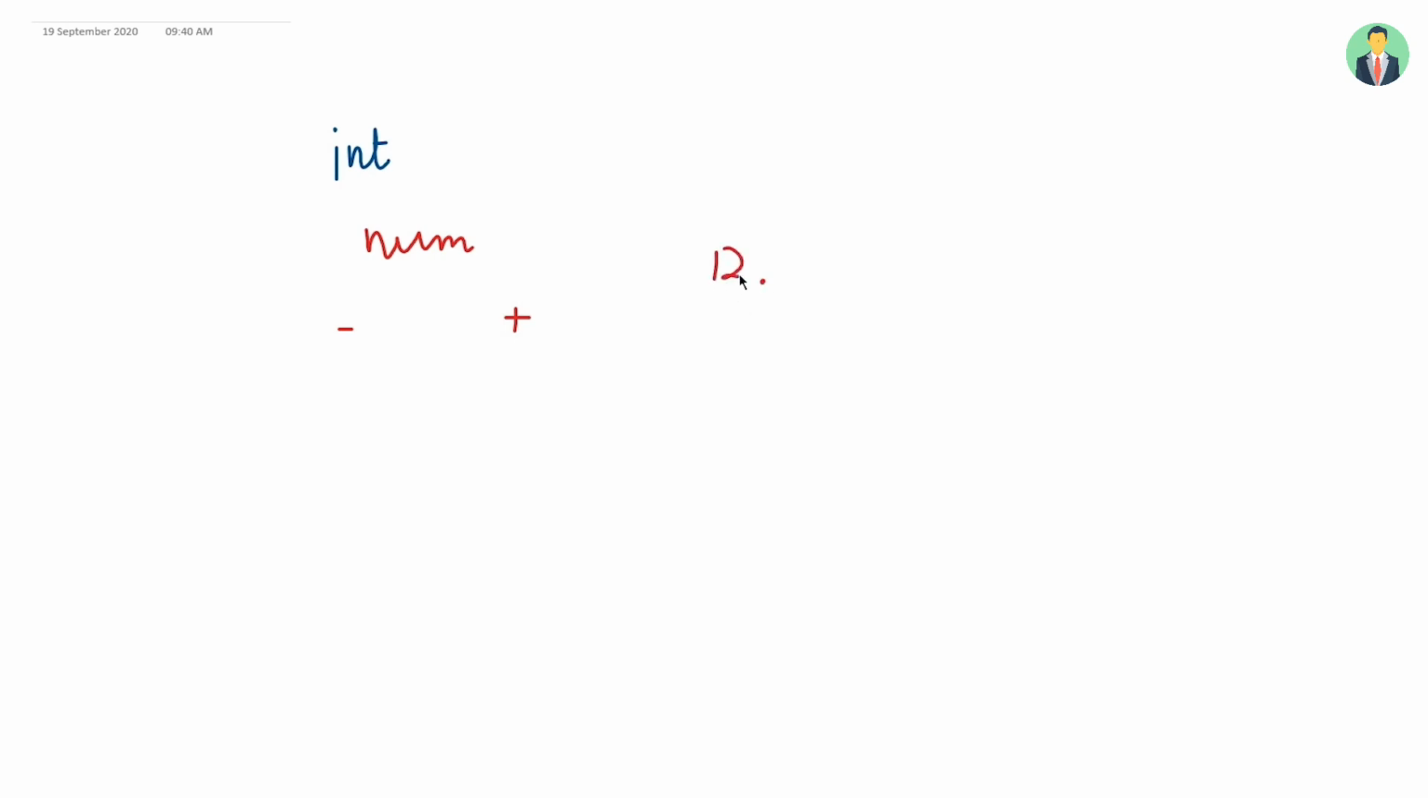So even something like 12.0 is not an integer, and this is something else which we will discuss later. Some examples for integers are 0, 1, 2, minus 12, 34, etc. These are all integers, but anything with a decimal point becomes a float, and that is what we will be talking about next. So the next thing that we will learn about is float.